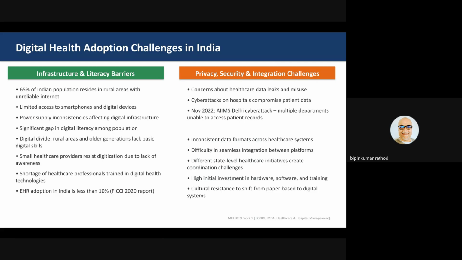meaning the patient's privacy, the patient's family's privacy, and even if the patient has died, his privacy is of utmost importance. And the security that we are talking about is the security of our patient data. And integration challenge means how one hospital's data can be transferred to other hospitals.